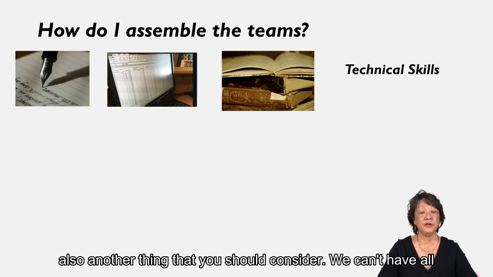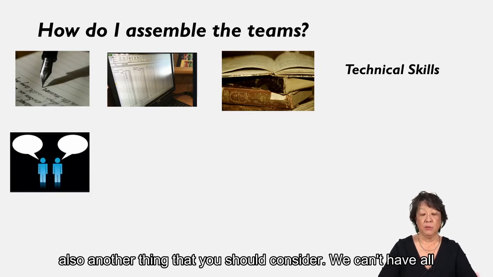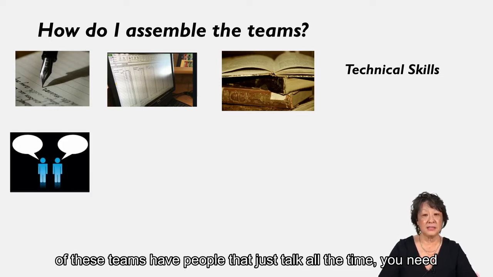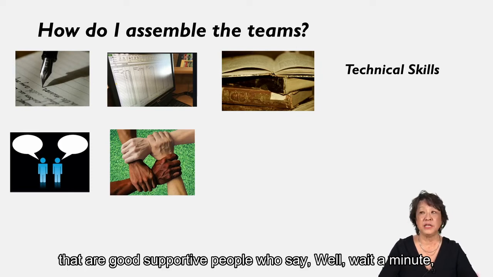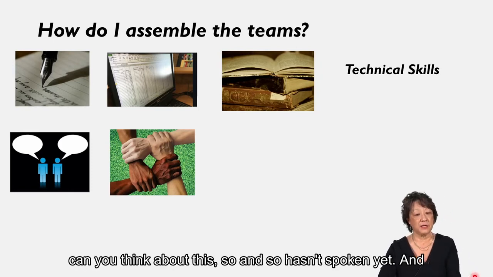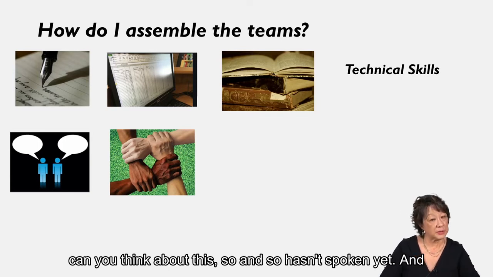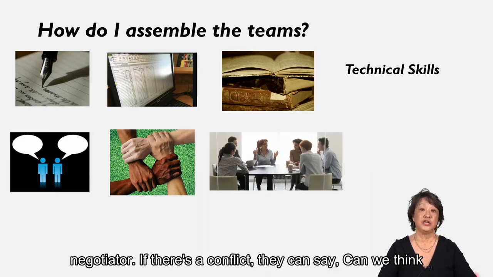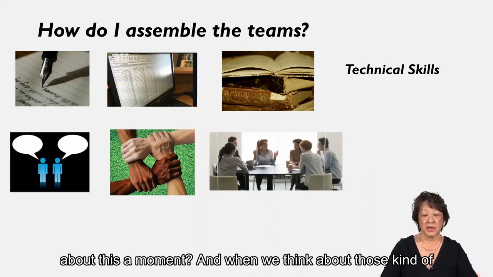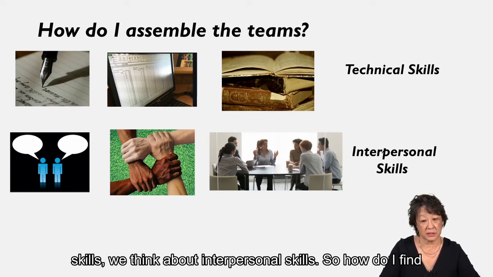There's also another thing that you should consider. We can't have all of these teams have people that just talk all the time. You need to have good listeners in there. You also need to have people that are good, supportive people who say, well, wait a minute, can you think about this? So-and-so has not spoken yet. And another aspect that you might want to think about is a negotiator. If there's a conflict, they can say, can we think about this a moment? And when we think about those kinds of skills, we think about interpersonal skills.